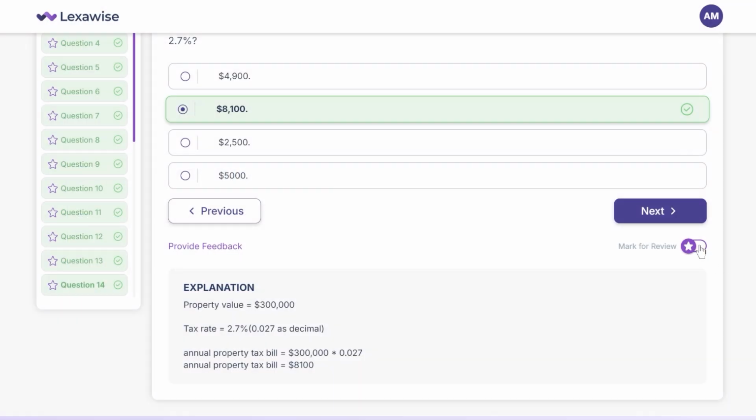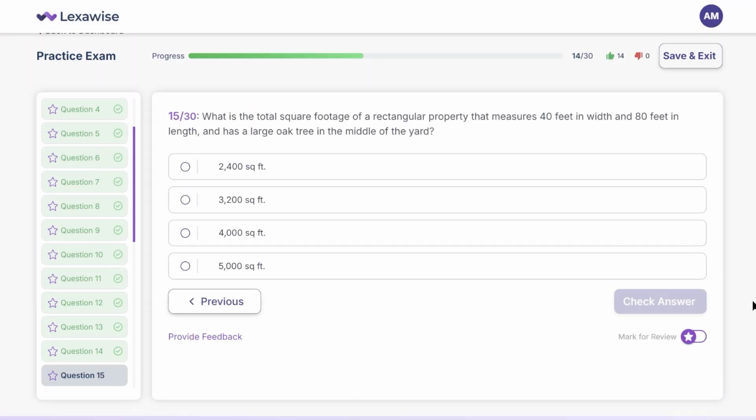All right, here's one more for this round. What is the total square footage of a rectangular property that measures 40 feet in width and 80 feet in length and has a large oak tree in the middle of the yard? A. 2,400 square feet. B. 3,200 square feet. C. 4,000 square feet. D. 5,000 square feet. Let's pause and think about this one.